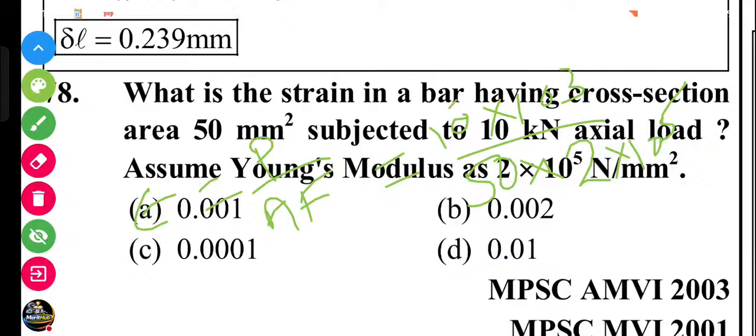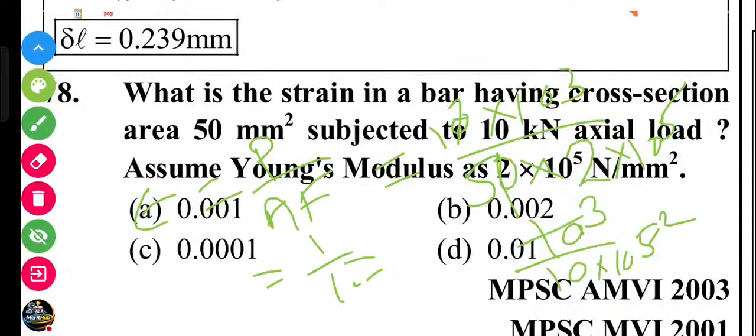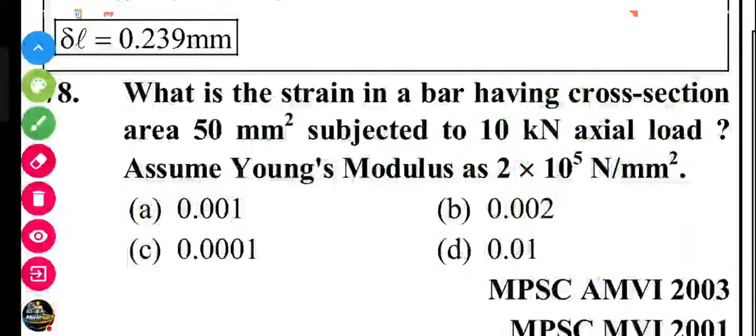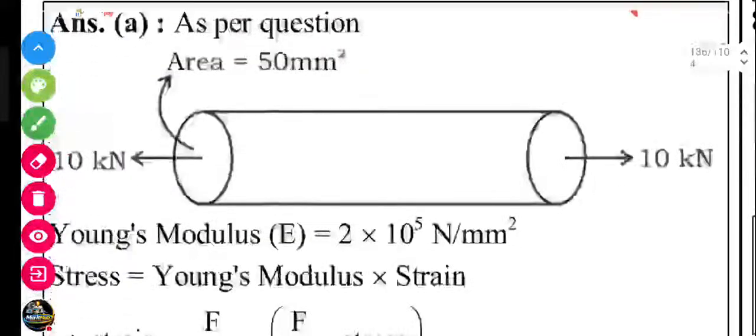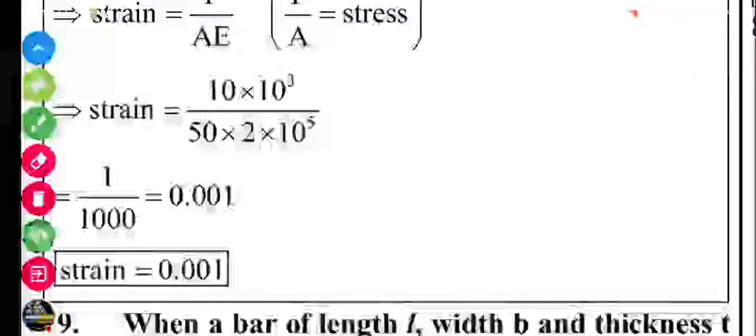0 cancels out with 0, and 5 into 2 is 10, so 10 to the 3 by 10 into 10 to the 5. This cancels out, and 1 by 10 to the 3 is 0.01. I think A is the answer. Let's check. A is the answer. Here is the answer.